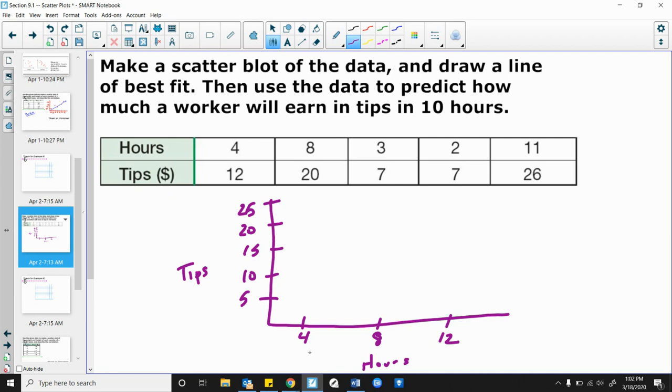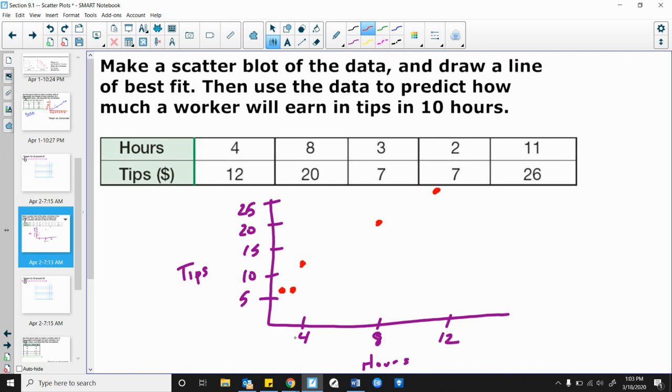Okay, if I start here for hours, in 4 hours they made $12. So I'm going to put a point somewhere like right there for 4. For 8 they made $20. So I'm going to go 8 and 20 right there. For 3 hours they only made $7. So they're right there. For 2 hours they made 7. So they're right there. And then for 11 hours made 26. So he's all the way up about there. Again, I've got 5 things I needed to graph, so I have 5 dots.